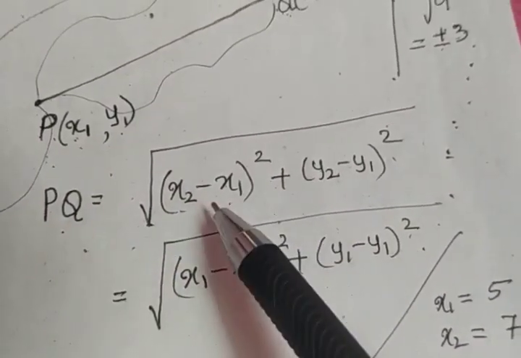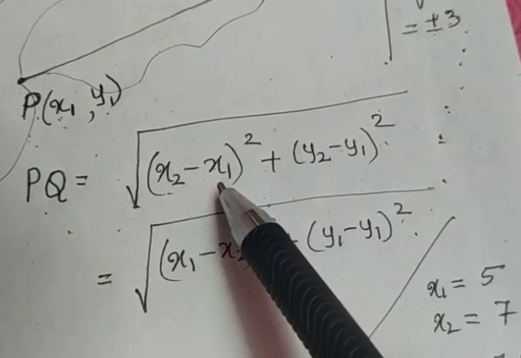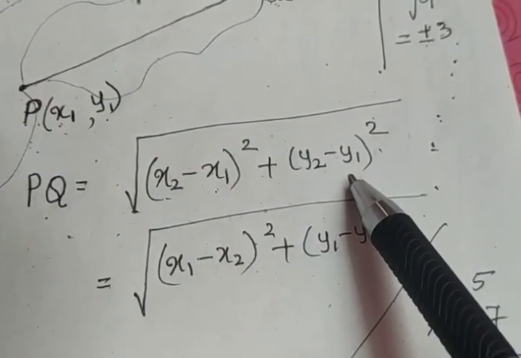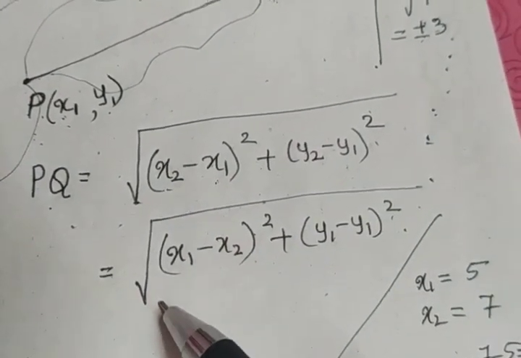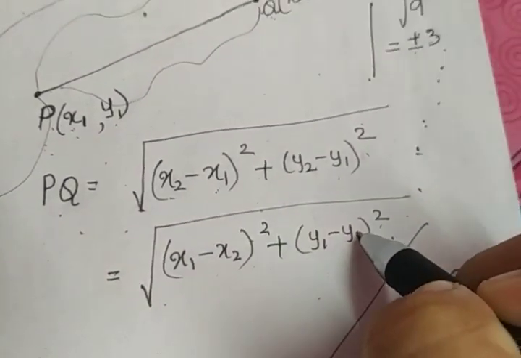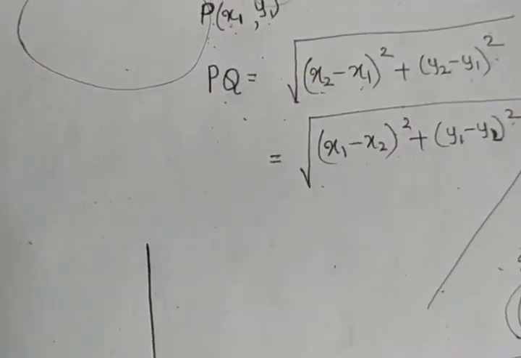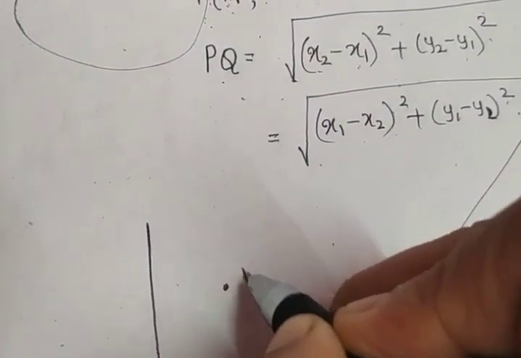Okay. So if this formula is for PQ, to find the distance, either you can take the formula root of x2 minus x1 the whole square plus y2 minus y1 the whole square. Otherwise, you can write the formula square root of x1 minus x2 the whole square plus y1 minus y2 the whole square. Okay, and again, suppose you are having a point P.